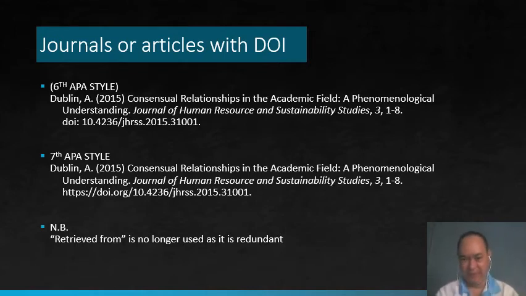What is a DOI number, by the way? A DOI number is a digital reference number that shows us where the citation or where the journal comes from. Under the 6th APA style, we have to write DOI, colon, and then the DOI number. But under the 7th APA, "retrieved from" is no longer required. You just write the URL directly. See the 7th APA style example. See, you have HTTPS. By the way, HTTPS and HTTP are different. HTTPS is a more secure version, whereas HTTP is a less secure version of the website.